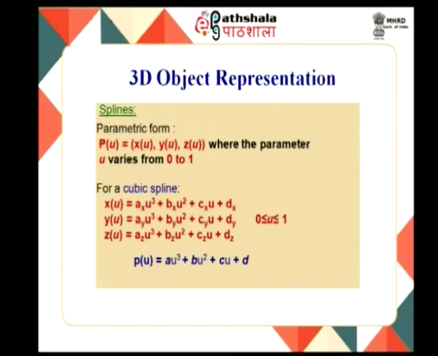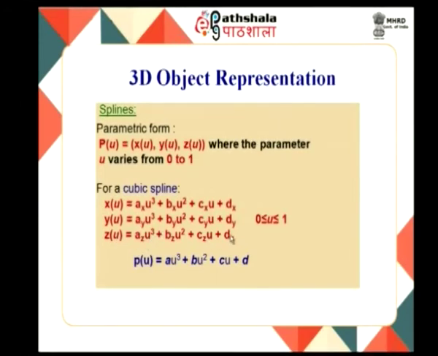If you look at the equations shown here, let x of u, y of u and z of u be 3 variables, and u is the parameter. x of u is represented by ax u cube plus bx u squared plus cx u plus dx. The components ax, bx, cx and dx are the coefficients, and y of u similarly is represented by ay u cube plus by u squared plus cy u plus dy. These are the components of the parametric form for y.